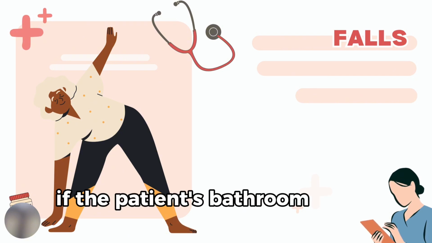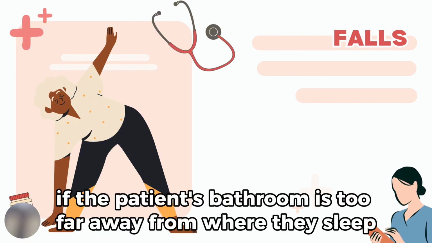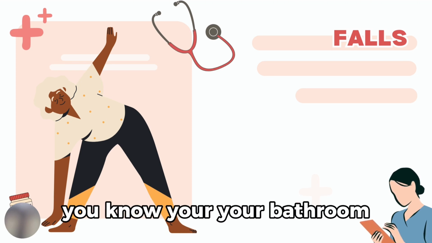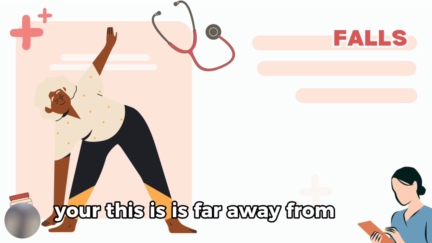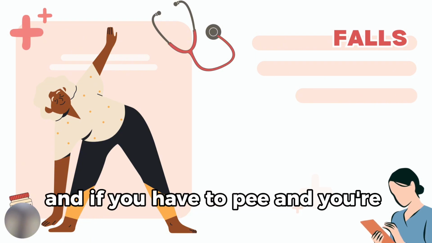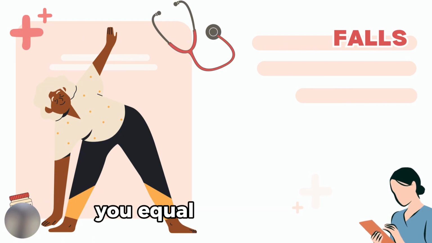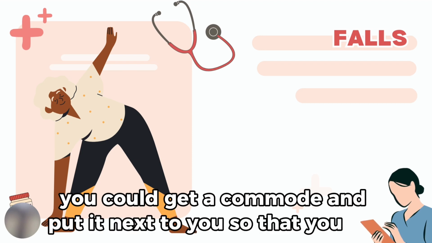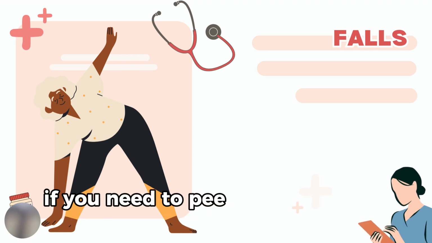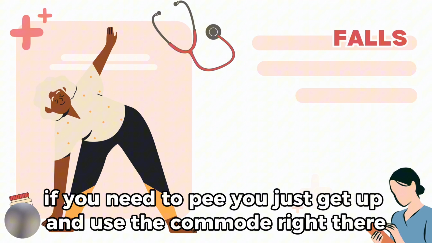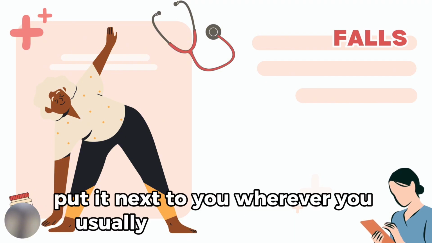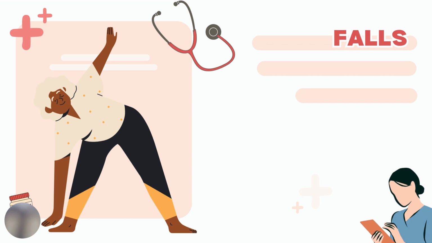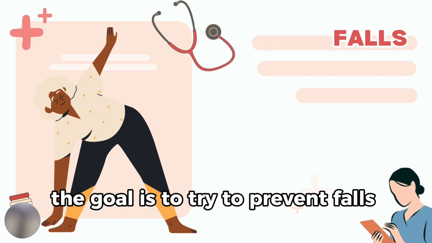If the patient's bathroom is too far away from where they sleep or where they sit, I'd be like, your bathroom is far away from you. And if you have to pee and you're in a hurry to go pee, you could fall. You could get a commode and put it next to you so that if you need to pee, you just get up and use the commode right there, put it next to you wherever you usually stay, in the bedroom, in the living room, it doesn't matter. The goal is to try to prevent falls.